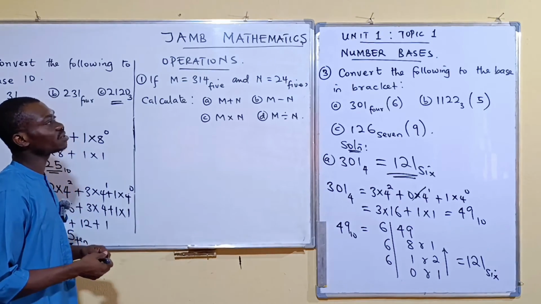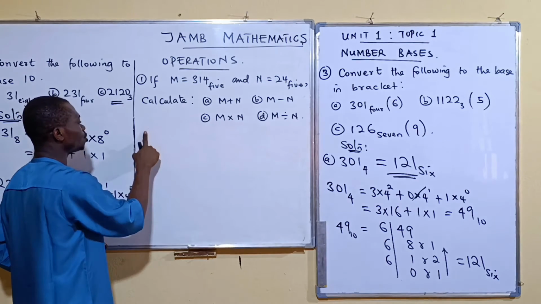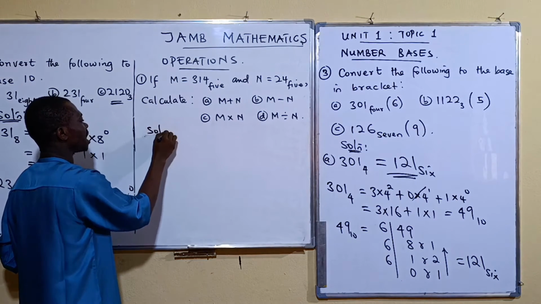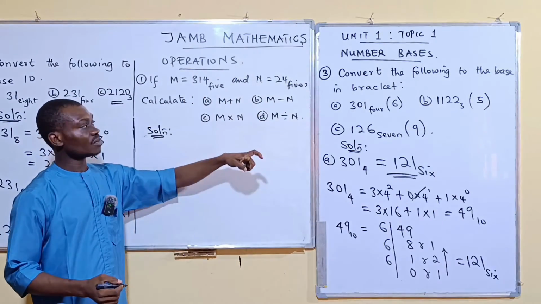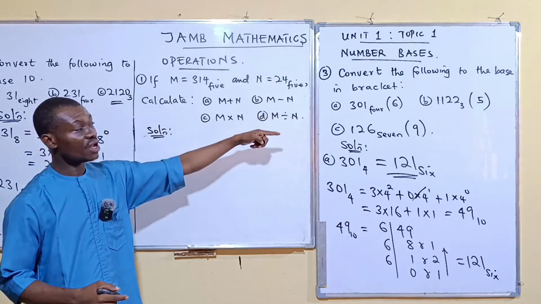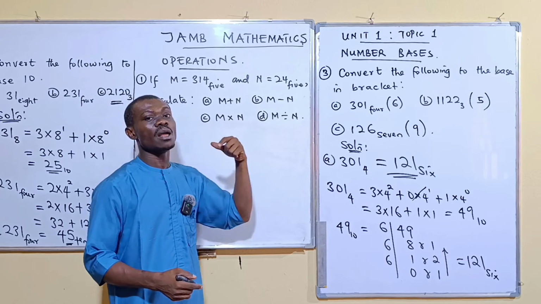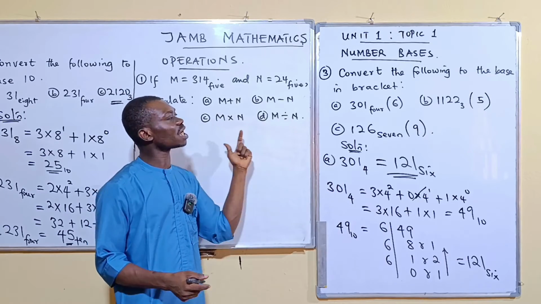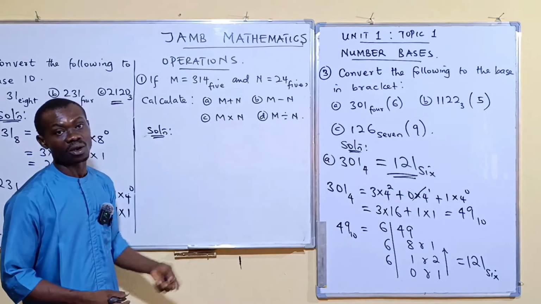Quickly, let's look at this. How do you do addition in number bases? What I used to do as a student was first convert them to base 10, then add, and then bring it back to base 5, since this one is in base 5. Then subtract, bring back, multiply, bring back, divide, bring back. But that takes your time. You can actually do all of this in base 5 without having to convert.